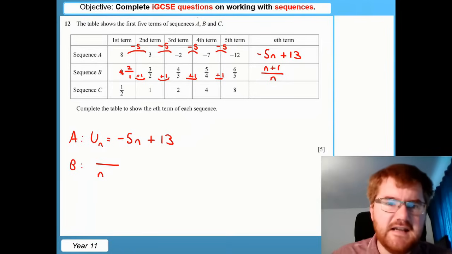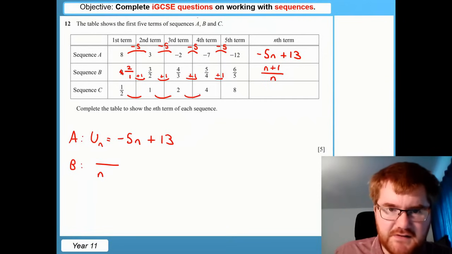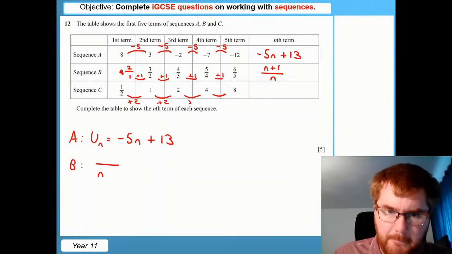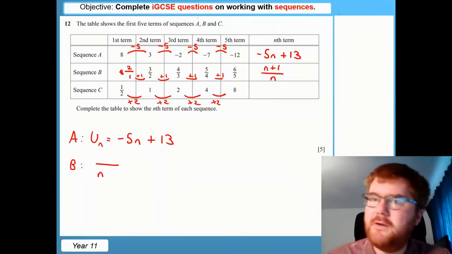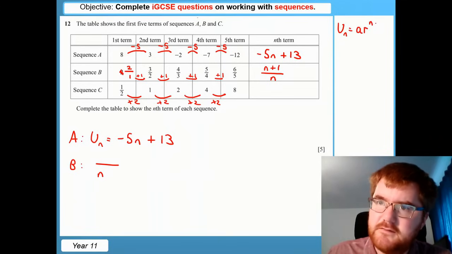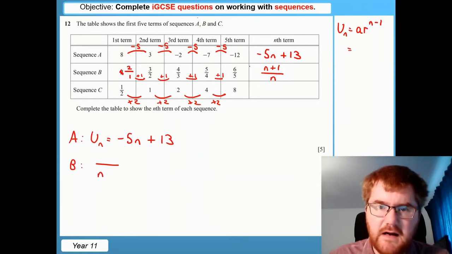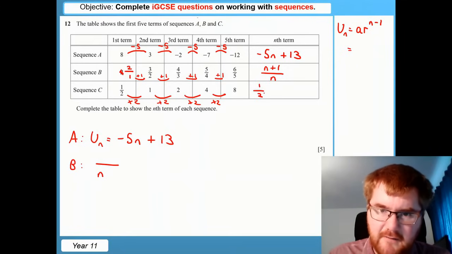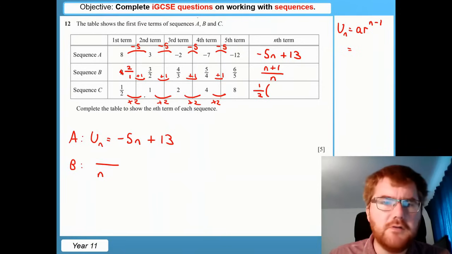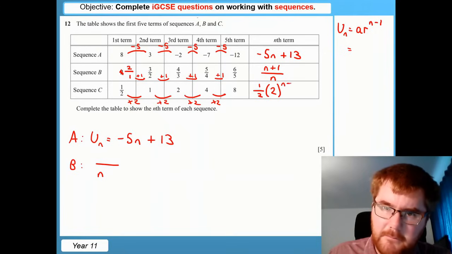Now, sequence C is a little bit trickier because here this is a multiplying sequence, just like we did before. So we're timesing by 2 each time. And remember the formula for that, if I just write it out again, is ar^(n-1). So the first term is equal to a half. So we just write down a half. What we're multiplying by is equal to 2, and then to the power of n minus 1.